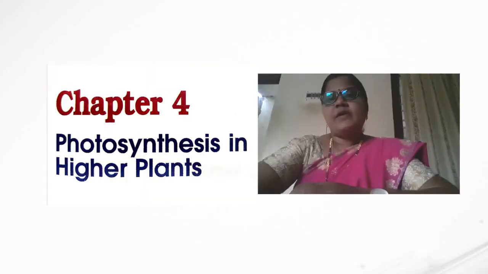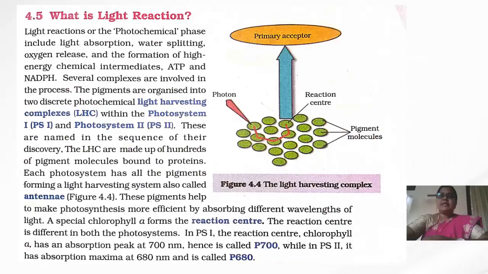Now I will tell you about chapter 4, photosynthesis in higher plants. In the previous class, I covered four topics: what we know about photosynthesis, where photosynthesis occurs, and how many pigments are present. Now, in this class, I will tell you about the next topic, light reactions.